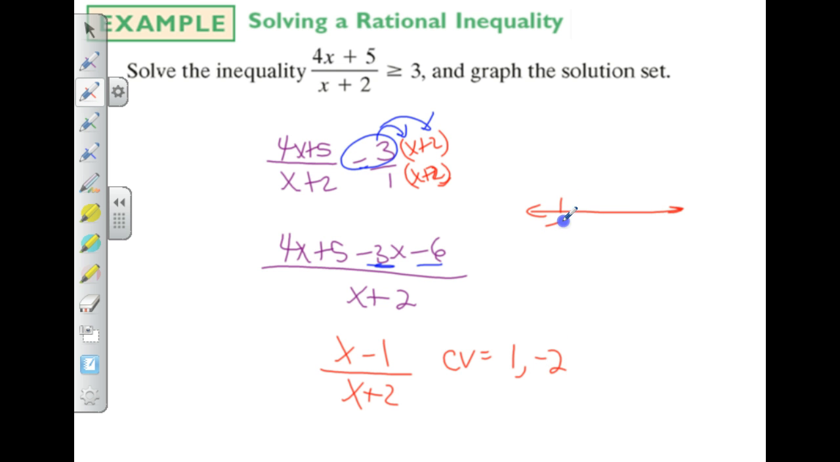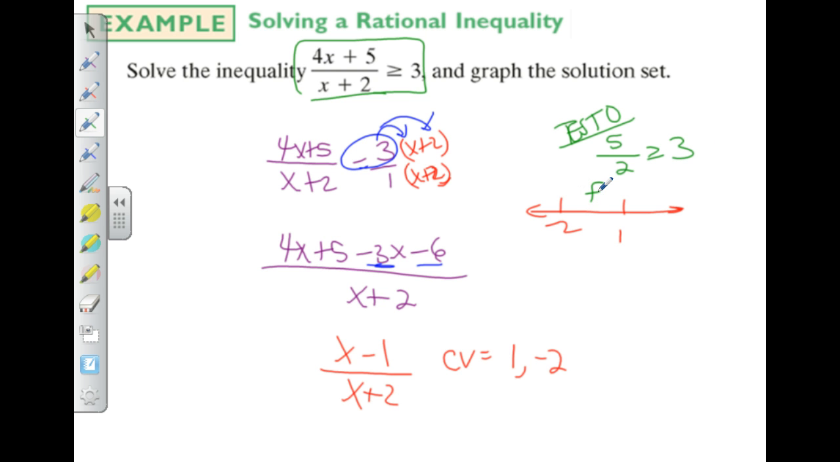I'll plot those in order on my number line. I'm going to test 0 into the original function, and I'm going to find out if 0 is true or false. So 5 divided by 2 is 5 greater than or equal to 3? False. So I know that every value between -2 and 1 is false. Looks like these are single roots, so I'm going to say true and true. So my final answer would be -infinity to -2. Now this is interesting. I can't include the asymptote here, so parentheses on the asymptote, but I can include the x.